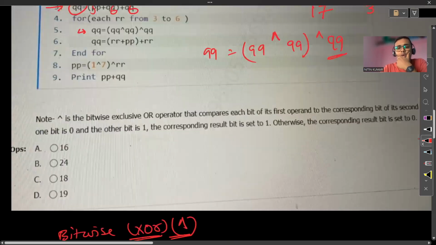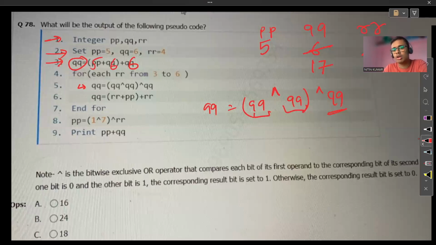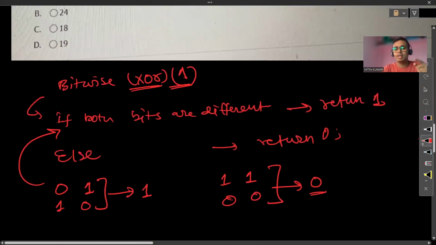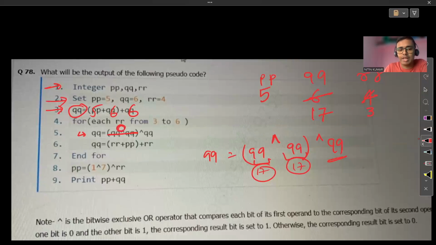Understood this? Now, what is written here? QQ equal to QQ XOR QQ. So the same number is being XORed, which means the same number has the same bitwise value. Let's say this QQ value is currently 17. Whatever the binary of 17 is, it is the same as the binary of 17. Both are the same value, so its binary value is also the same. When we take the XOR of the same binary, it will eventually return 0. So we can simply say when we take the XOR of the same value two times, the result is 0.